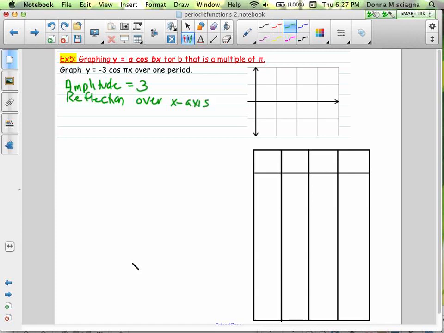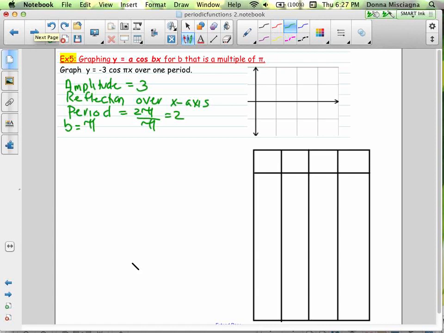Got a new period here, because b is not 1. B is pi. Right, so period is going to be 2 pi divided by pi. Well, that's just going to be 2. Right, so now we're counting by 2.